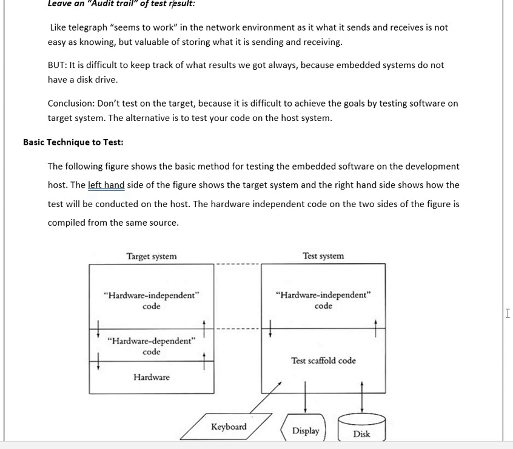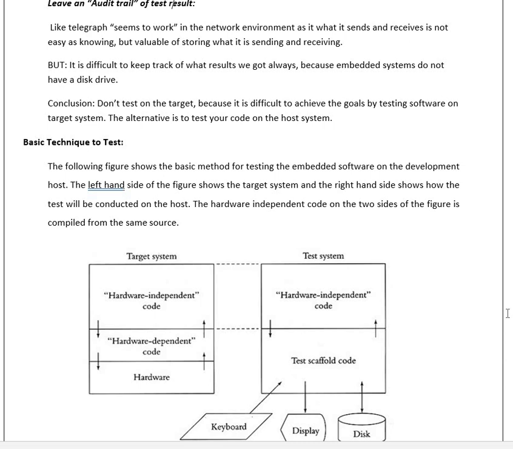So now it is very clear that we should not test the code on the target. Instead, it is better to test the code on the host machine itself. The alternative is to test your code on the host system.